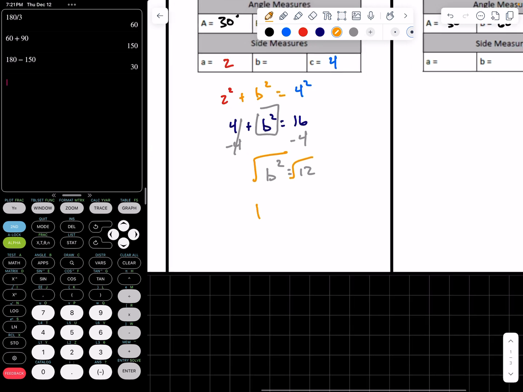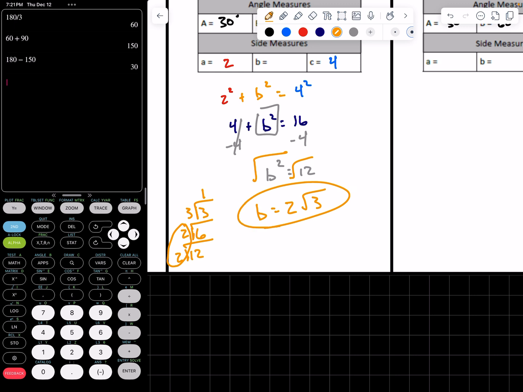So I'm going to end up with little b equaling, I do need to do the birthday cake method here. So I'm going to take 12. The smallest thing I can divide it by is 2, which gives me 6. The smallest thing I can divide 6 by is 2, which gives me 3. The smallest thing I can divide 3 by is 3, which gives me 1. I'm left with a birthday cake on top. I can pull a pair of 2's out front. I'm left with 3 times 1 underneath, which is simply root 3. So I end up with 2 root 3. I'll clean that up a little bit. 2 root 3 as my answer.